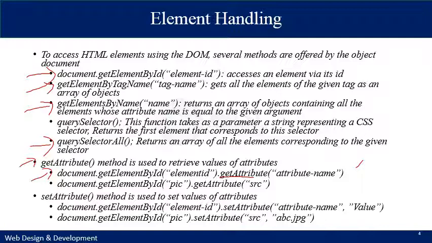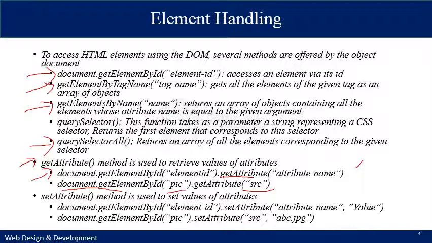So for example, if you want to access the image source, you can first get the image by specifying getElementById, and then the ID of our image tag may be pic, and then you get the src attribute of the element to get the information about the URL of your image.